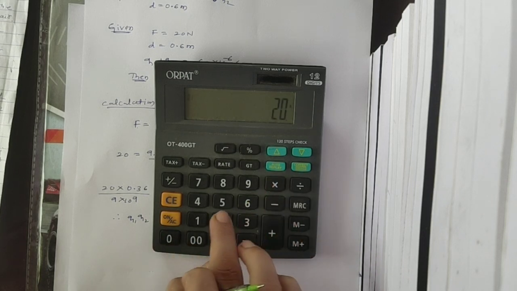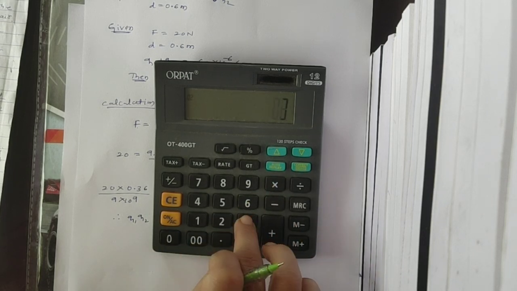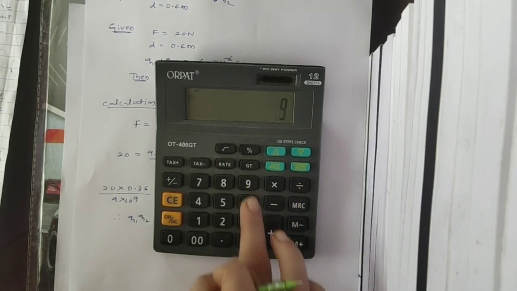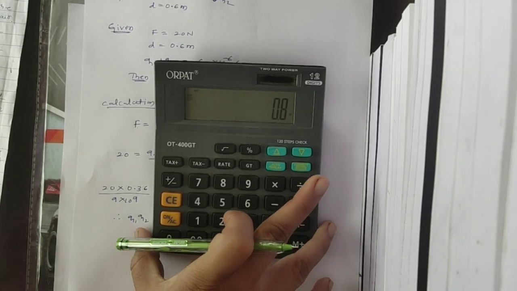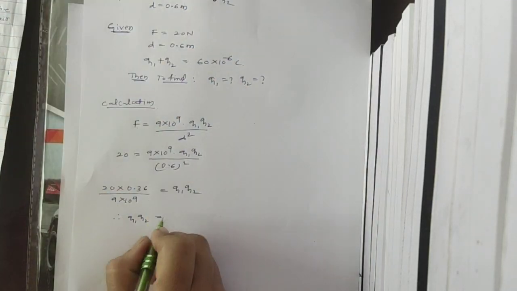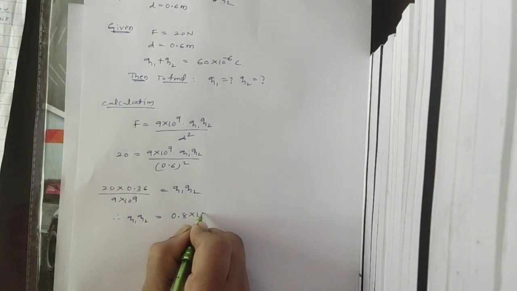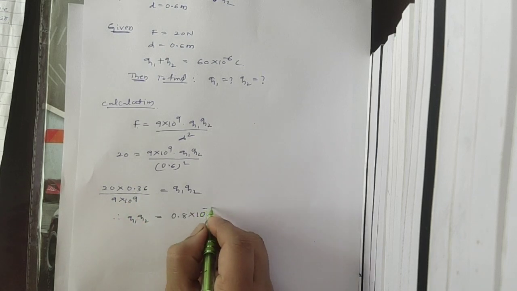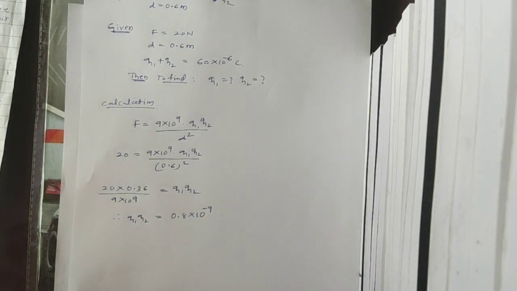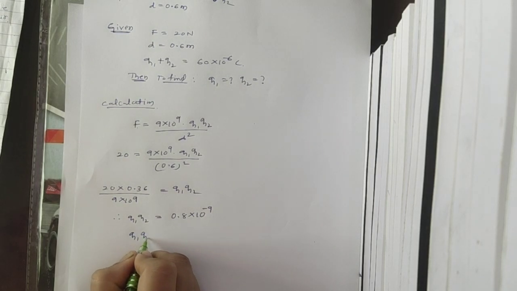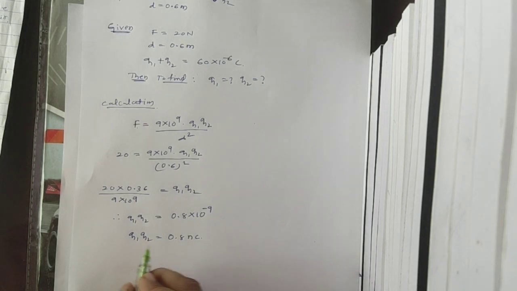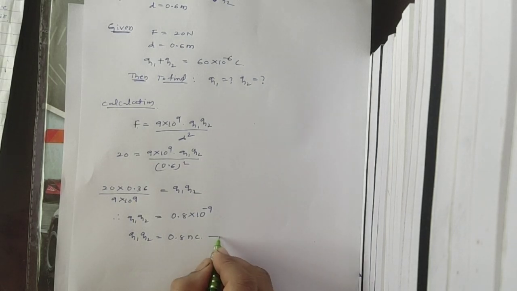20 into 0.36 divided by 9, that is 0.8, so 0.8 into 10 to the power plus 9. If it goes to the numerator, it will become minus 9. So Q1 into Q2 equal to 0.8 nanocoulomb. So this is equation 1.